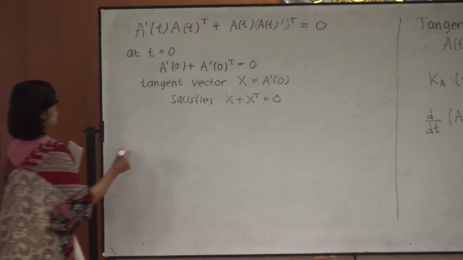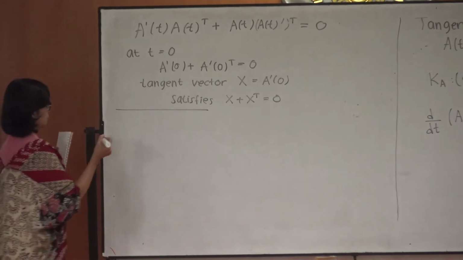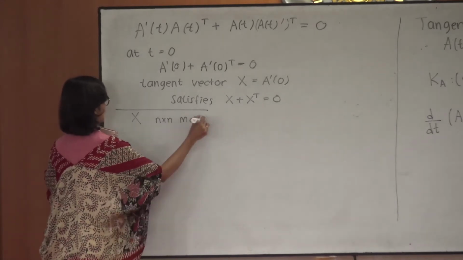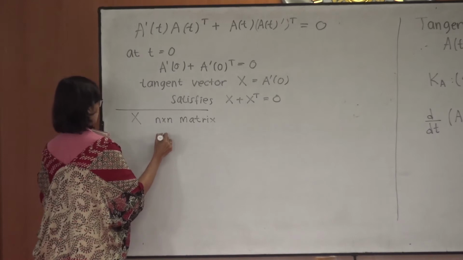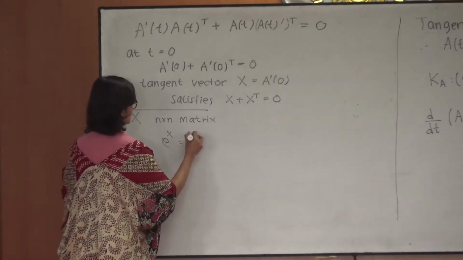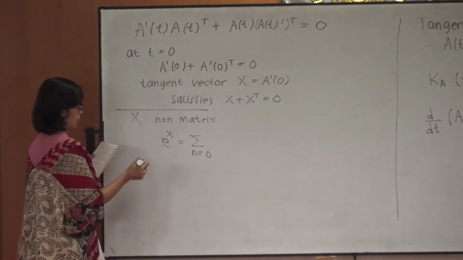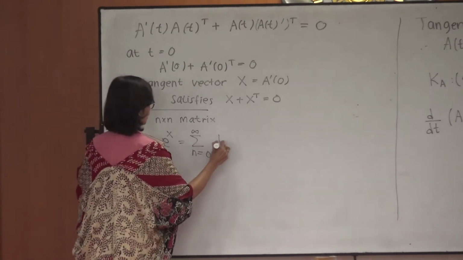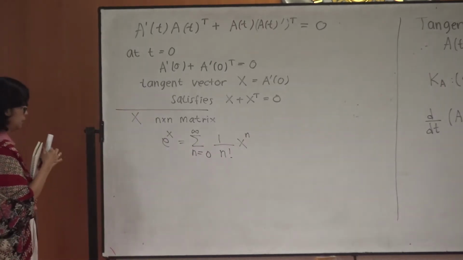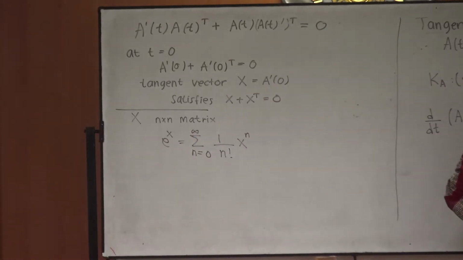Now for SO_n, we will need to define, for any n by n matrix X, e power X as the series, the sum from n equals 0 to infinity of 1 over n factorial times X power n. We will need this to get the tangent space of SO_n.